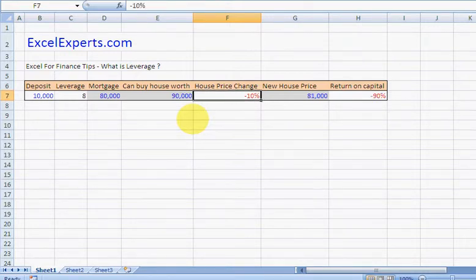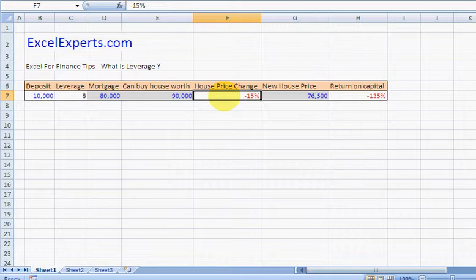Okay. Well, guess what? You lose 90% of your deposit because the price was 90,000, it went down to 81,000. Your mortgage is 80,000, that means you've got 1,000 left, so you've lost 9,000 on 10,000, you've lost 90%. What happens if the price goes down 15%? Well, not only do you lose all your original money, but you actually lose 35% more. You have to dig into your pocket to fund that extra.